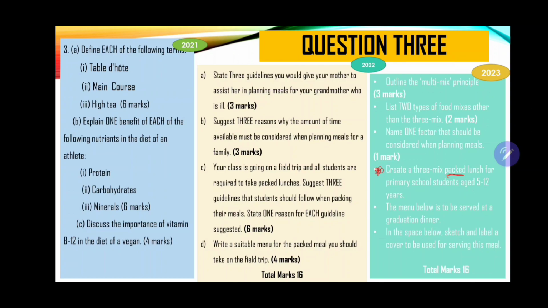Now this is the analysis for the questions, question 3 of 2021, 2022, 2023. I hope you find it beneficial, guys.